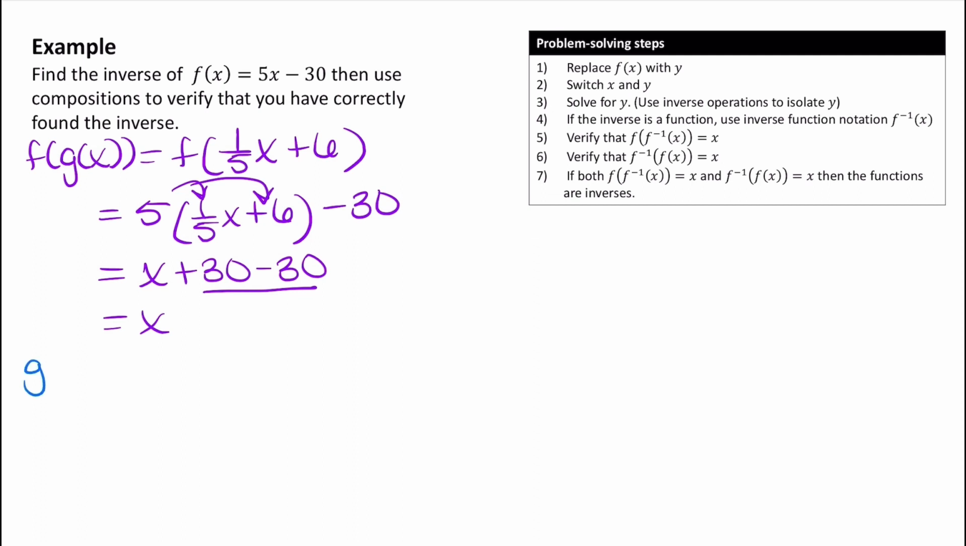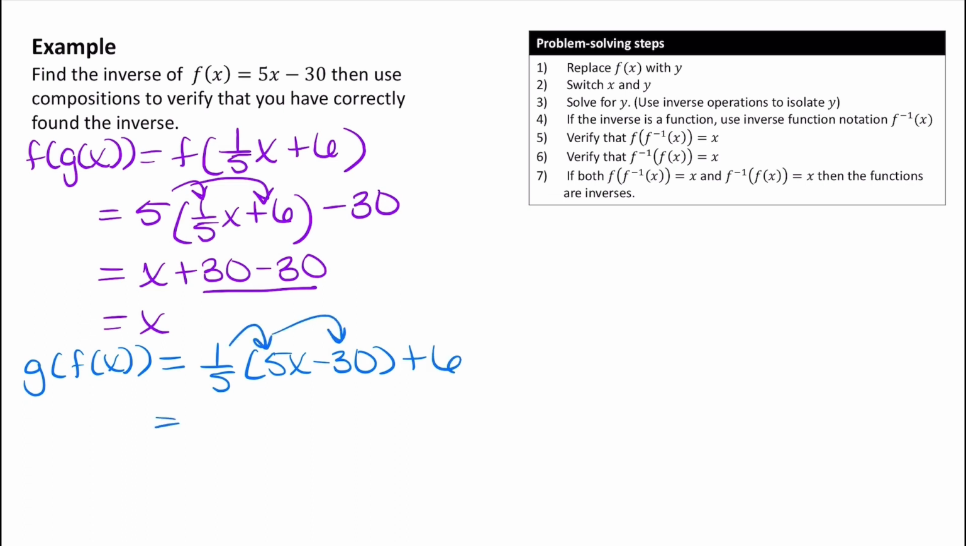So now let's do g of f of x. So that means I'm going to take my 1/5 x plus 6 and I'm going to plug in 5x minus 30. So that's 1/5 times 5x minus 30 plus 6. So when I distribute that 1/5, I'm going to get 1/5 times 5x, which is just x, minus 1/5 times 30, which is 6. And then I have my plus 6. My minus 6 and plus 6 are going to make 0, so that's going to leave me with x.